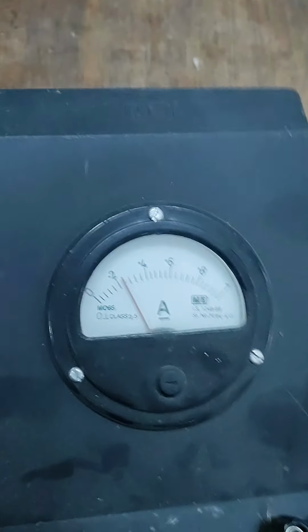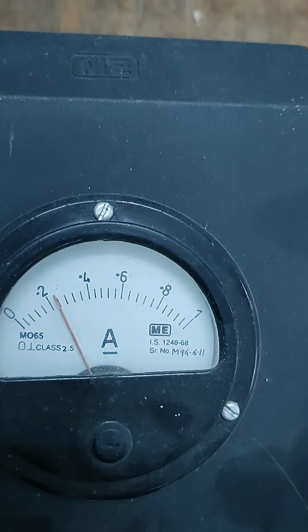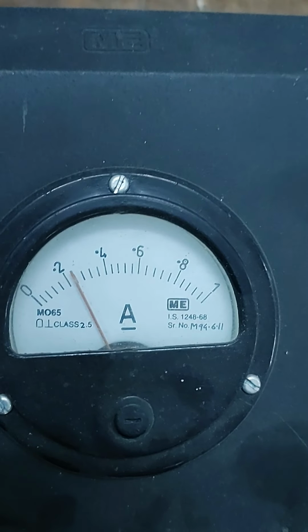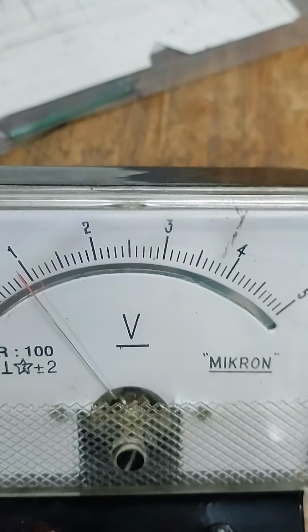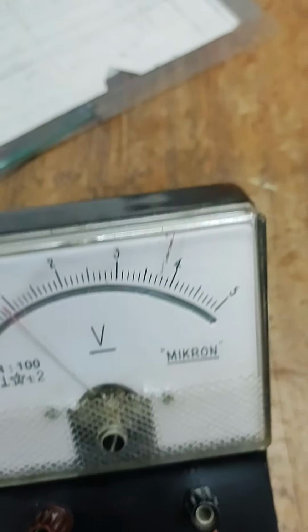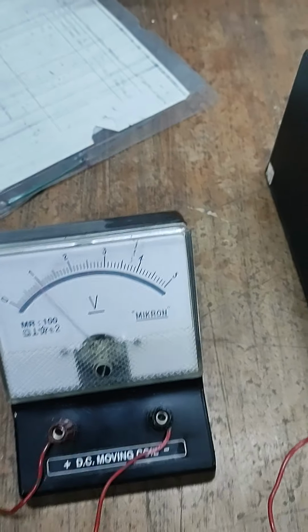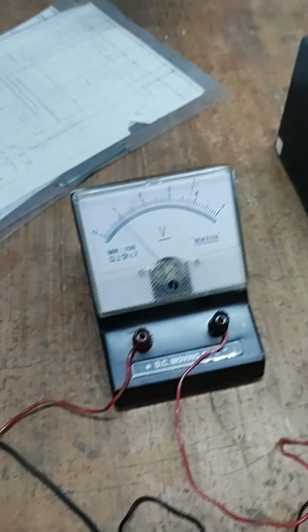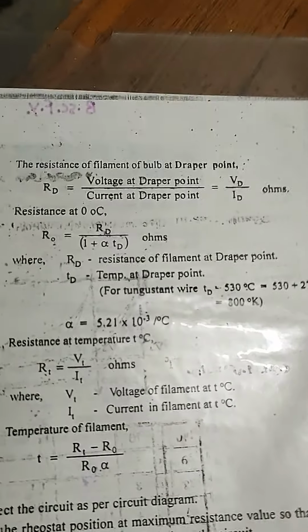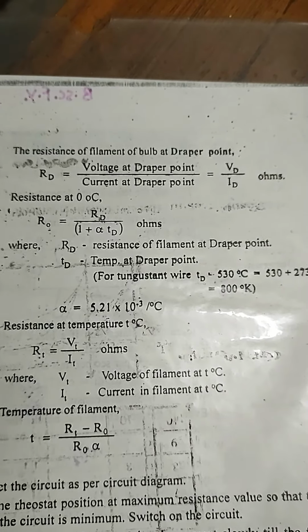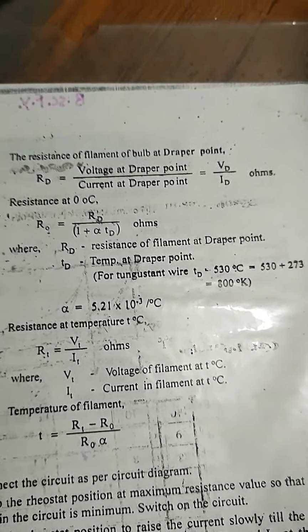Current in amperes is 0.22 amperes, and the voltage is 0.9 volt. So the resistance at the Draper point will be 0.9 volt divided by 0.22. So you will get that particular Draper point resistance. Then what you have to do is find out the resistance at 0 degree centigrade, with the formula shown over here. You will get Rd from Vd and Id, which we have just measured.